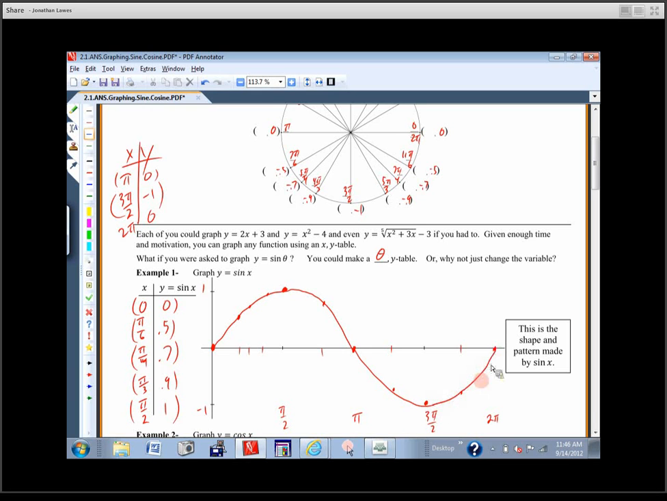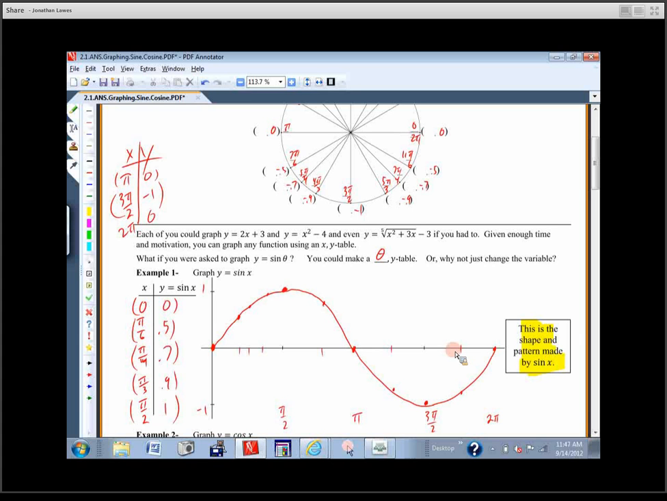Okay. Are there any questions? Okay, this shape right here, it's the pattern and the shape that's made by the sine function. So if we were to plot out the ratios that come out of the sine function, this is what they look like as we go around the circle.